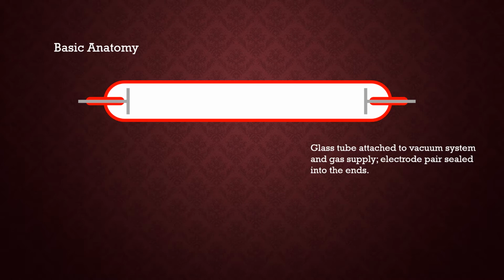So we start with the basic gas tube. I'm going to illustrate it as a tube with two electrodes inserted in it. I'm not showing, but the tube is generally attached to a vacuum line and a gas supply so that you can control the gas and the pressure within the tube.